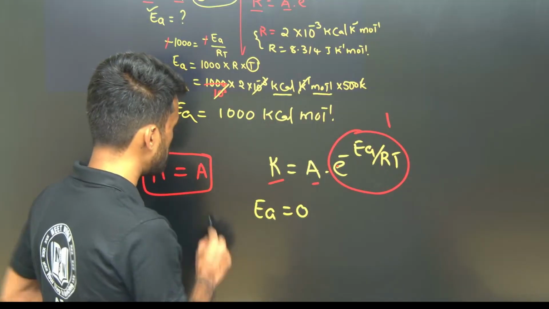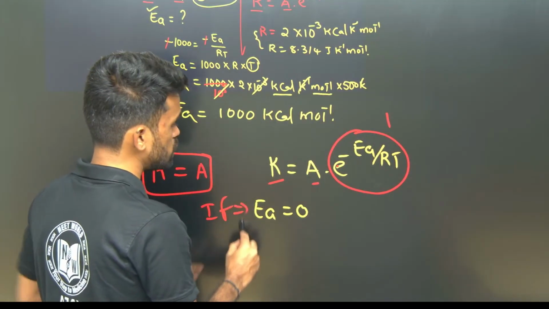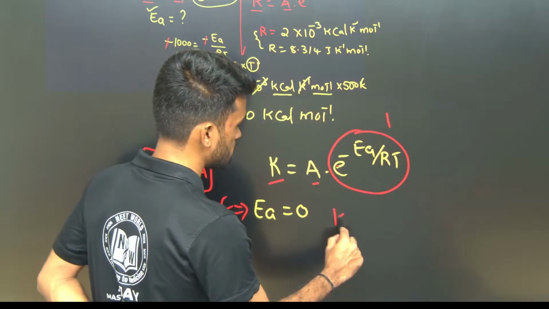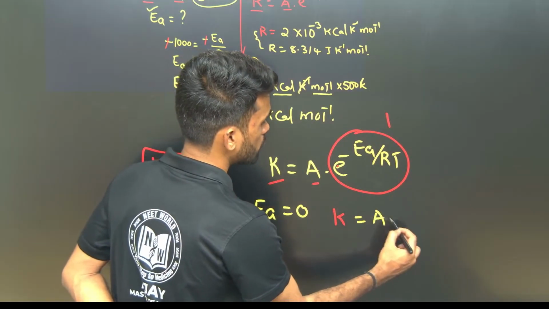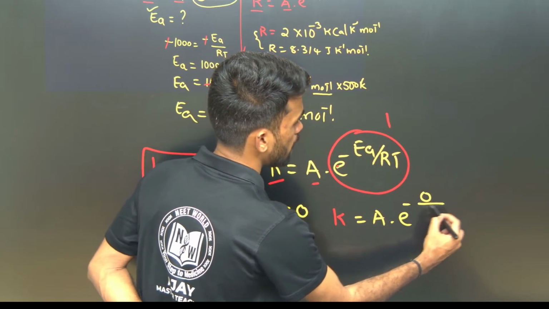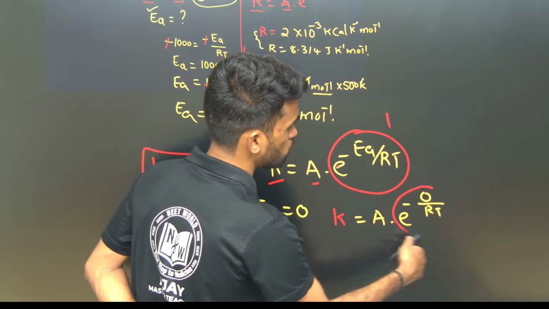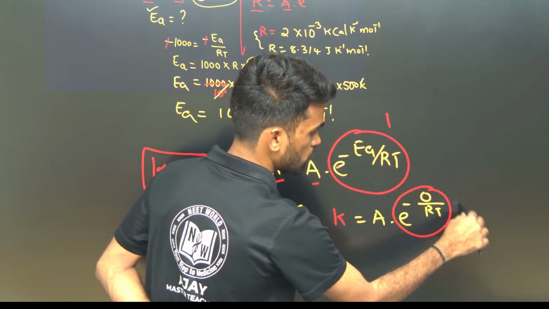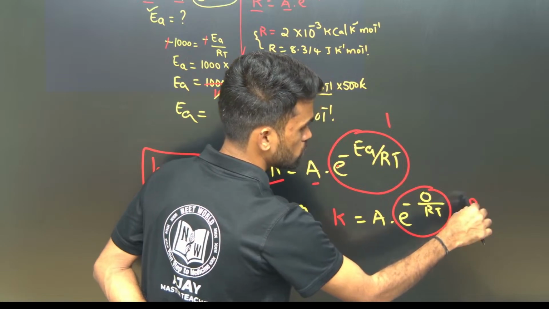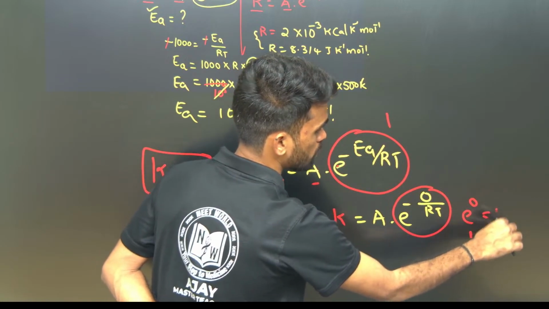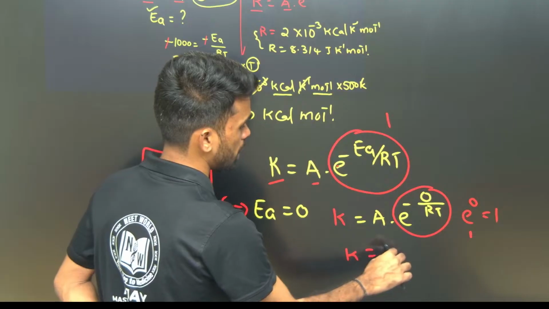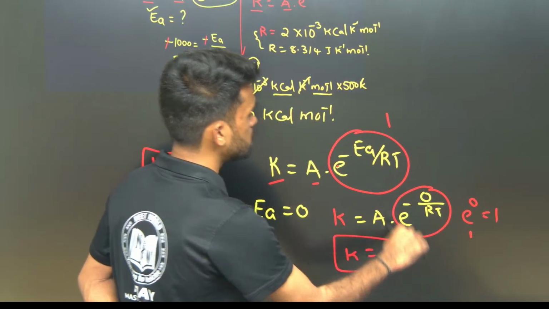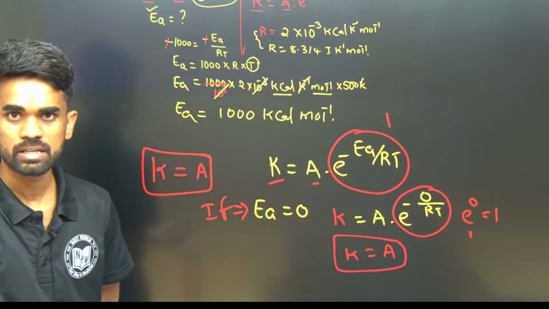If activation energy is equal to 0, what happens to this equation? K is equal to A into e power 0 by RT. It means 0 by something will be what? 0 only now, so it will become e power 0. So e power 0 means something power 0 will be 1. So K will be equal to A in this case, right? So is there any other condition that we can make?